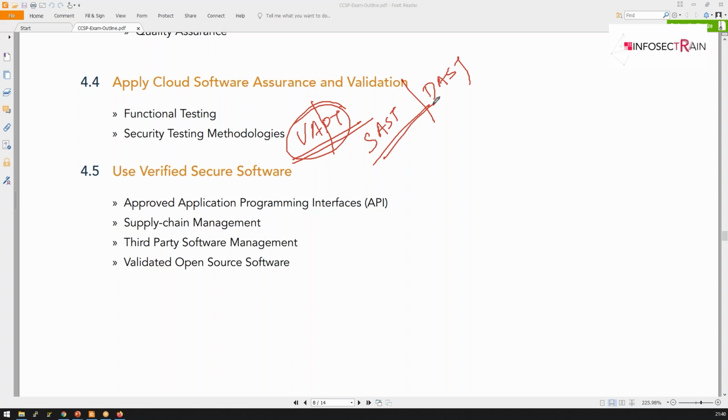SAST is also called white box testing, and DAST is also called black box testing.